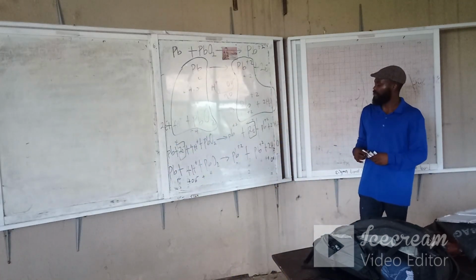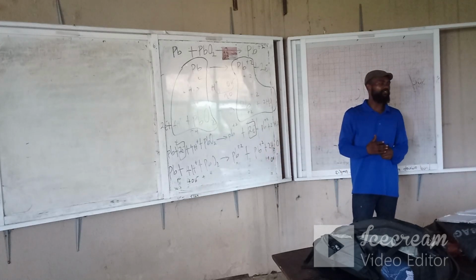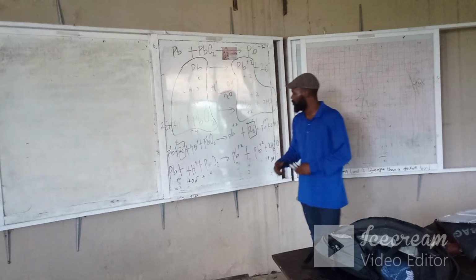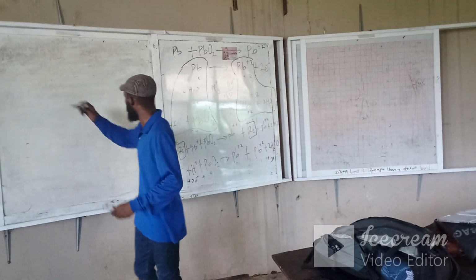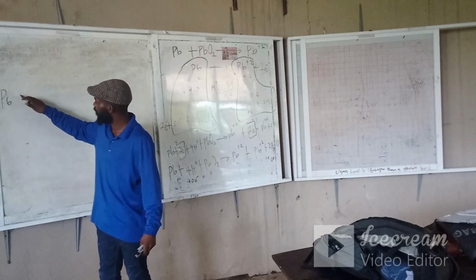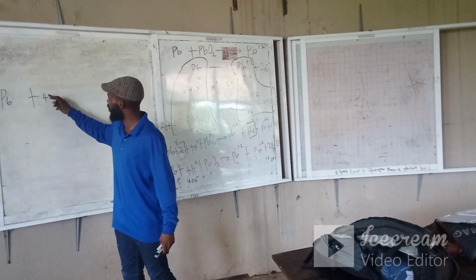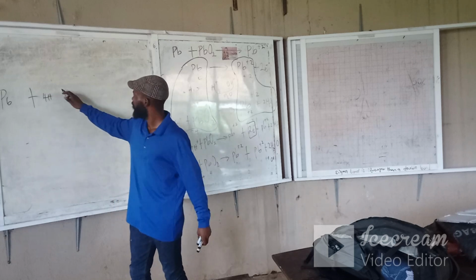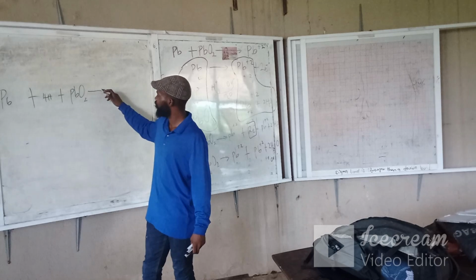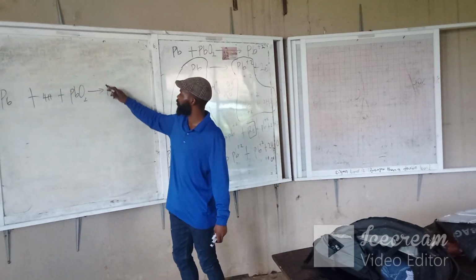So I've been able to balance this. And I told you that if they say basic medium, if they say balance this in a basic medium, first balance in acidic medium, then you now add OH. So that I have PB plus 4H plus PbO2, Pb2 plus, that is left 2 plus.